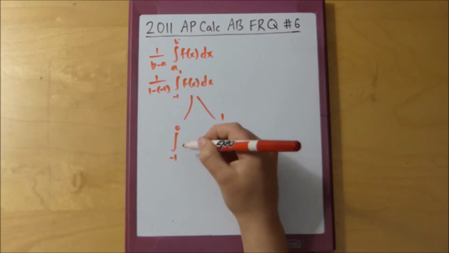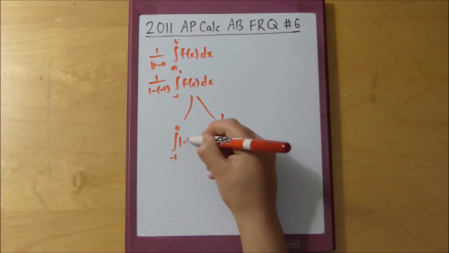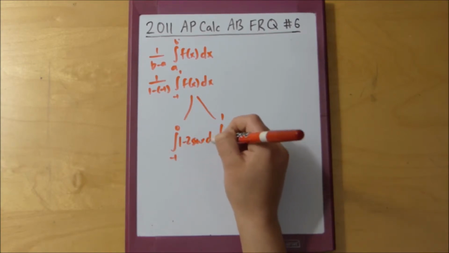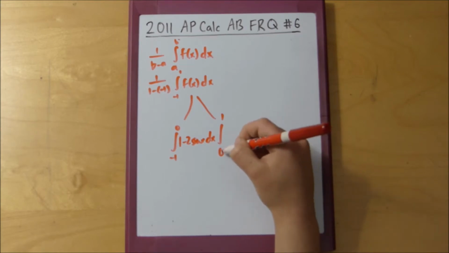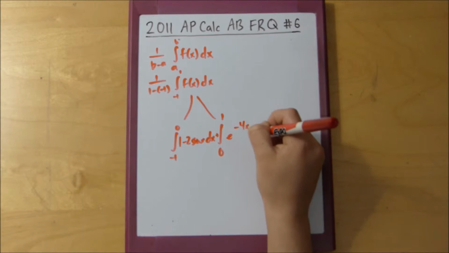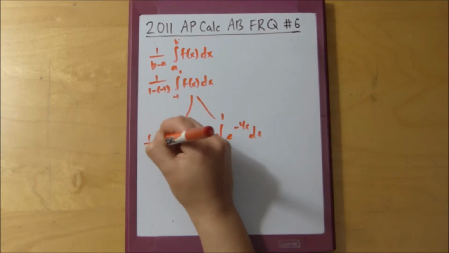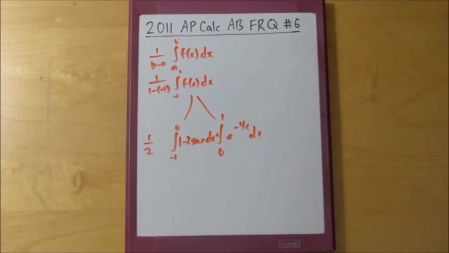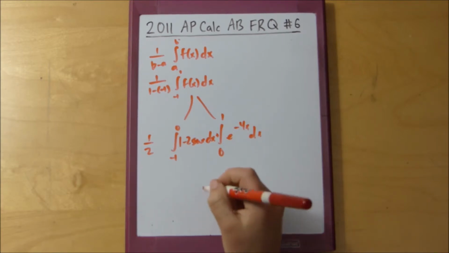So our first one, from negative 1 to 0, is 1 minus 2 sine x dx. The other one is from 0 to 1 of e to the negative 4x dx. And all of this is multiplied by 1/2, right? So, I guess I'll start integrating.